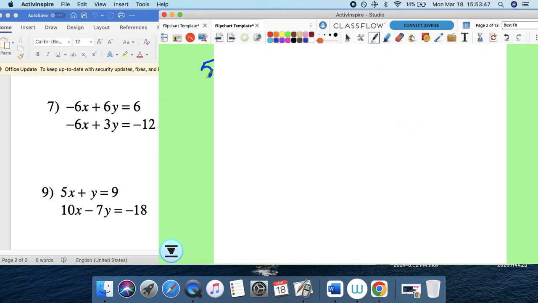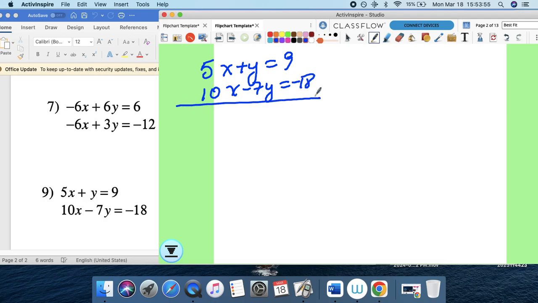Number 9. 5x plus y equals 9. 10x minus 7y equals negative 18. Now, if you look at the coefficients of x, one is 5, the other is 10. You can multiply the top by 2, so I can have both share a coefficient of 10. If you look at the y, one is negative 7, and here the coefficient is 1, so I can multiply the top one by 1.